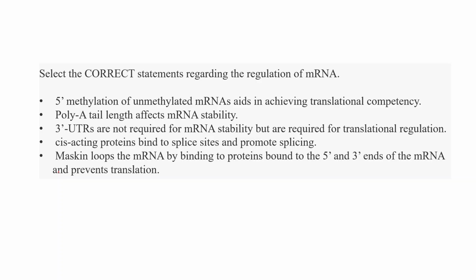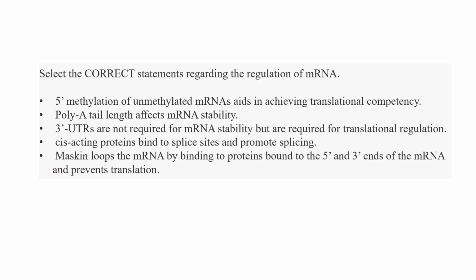Poly-A tail affects mRNA stability, very correctly, because the longer the poly-A tail, the more stable the mRNA. In fact, the mRNA keeps on degrading after each cycle, because the poly-A length also keeps decreasing. So poly-A tail indeed is a measure of mRNA stability. Then masking loops the mRNA by binding to proteins bound to the 5' and 3' ends and prevents translation. Yes, so this is also correct.